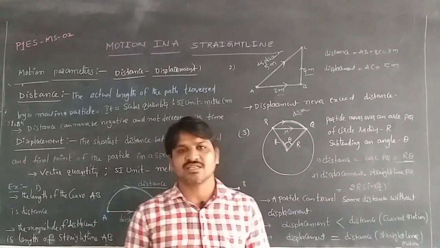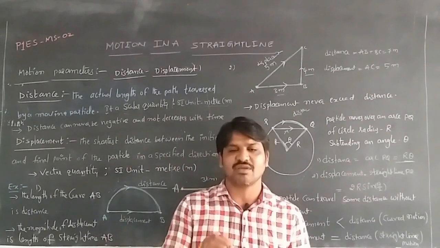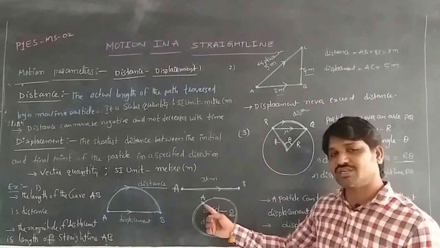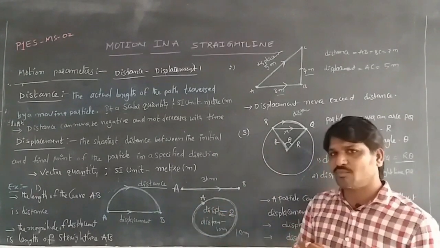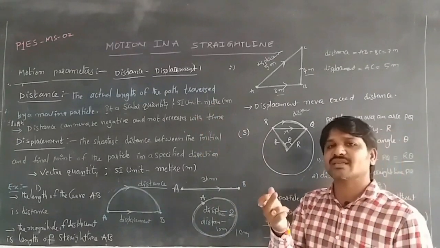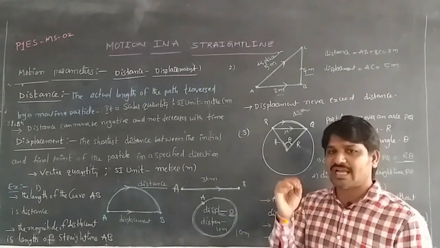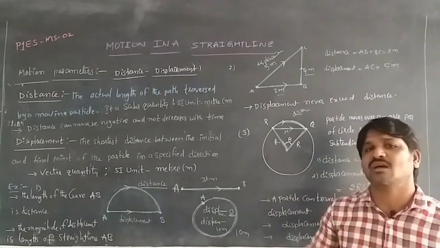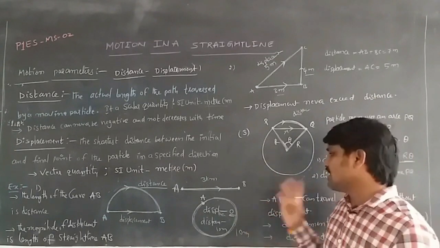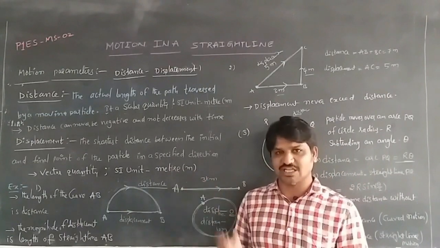Displacement can be 0, negative, or positive. Whenever the body returns to the same point, it will be 0. Whenever the body travels and returns by retracing the same path, in the opposite direction, the displacement can be negative. Positive means the body is traveling along a straight line in one direction, and the displacement will be positive. This is about one of the parameters of motion, that is distance and displacement.